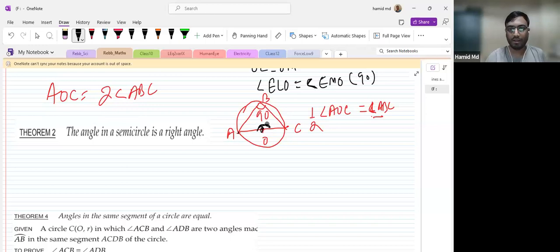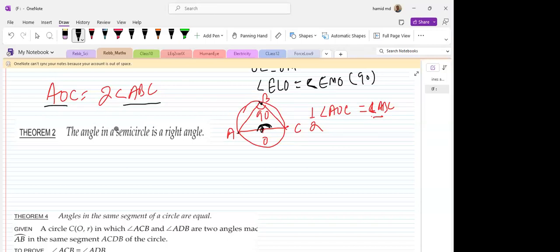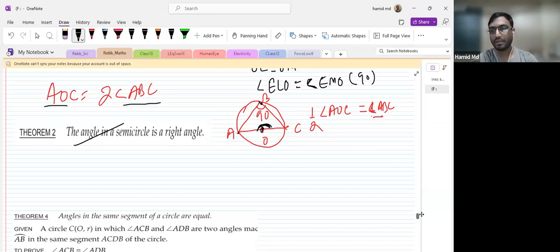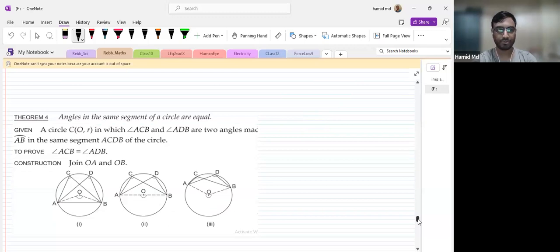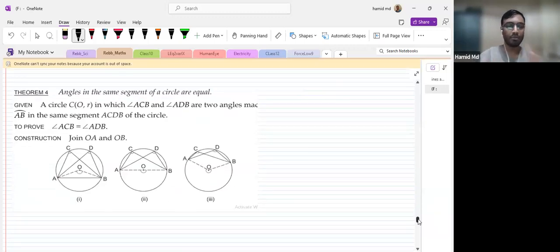So this angle, AOC, will be twice the angle on any part of the circle. So this was the statement, and I still remember. I think I read it in class 7th or something, not in 9. And I passed my matriculation in 2006. So I still remember. So this is the question.